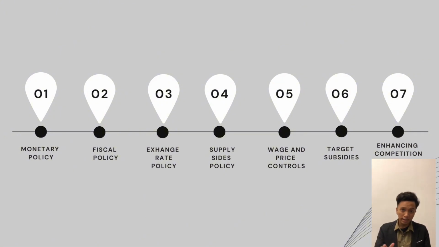Monetary policy: the Central Bank of Malaysia, Bank Negara Malaysia, can use monetary policy tools like interest rate and reserve requirement to manage inflation. Raising interest rates can help reduce inflation by discouraging borrowing and spending. The second is fiscal policy. The government can use fiscal policy measures to control inflation, such as reducing government spending and raising tax to reduce aggregate demand in the economy.